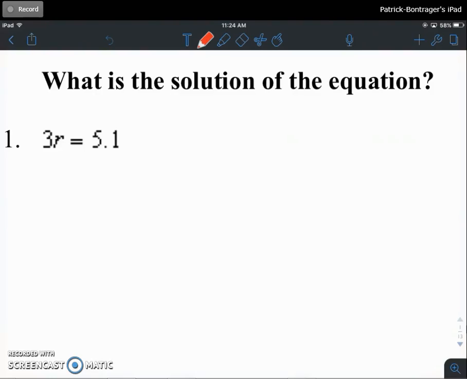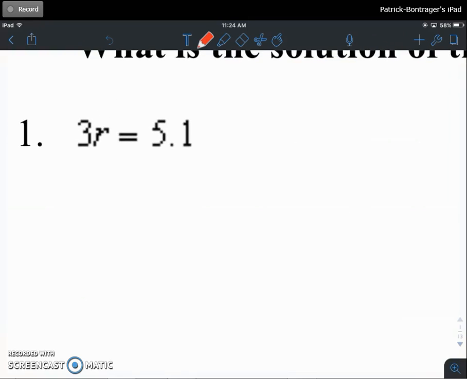In today's video, we're going to solve equations through multiplication and division. So again, we're trying to solve for each variable in each equation. In the first equation, we have r connected to 3 by multiplication. To undo multiplication, we divide. So we're going to divide both sides of the equal sign by 3.